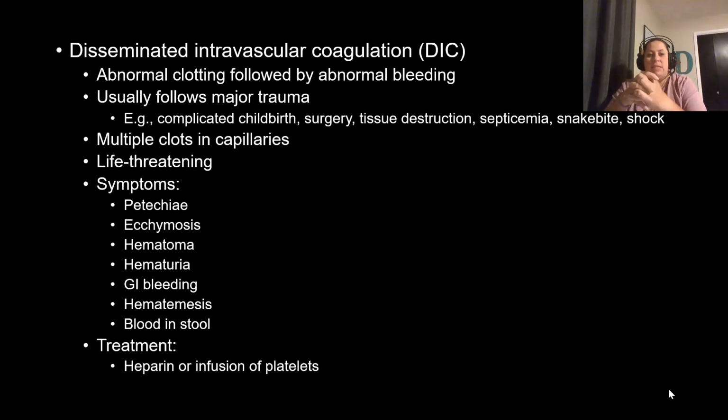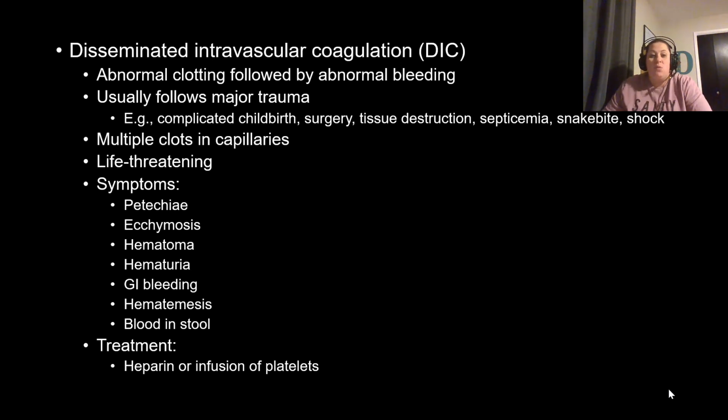So let's look at some symptoms of DIC. We see petechiae, ecchymosis, so again, a bunch of bruises, hematomas, which are going to be blood clots, okay, big blood clots, hematuria, blood in the urine, GI bleeding, hematemesis, which is vomiting of blood, and even blood in the stool. So you're noticing blood in multiple areas.